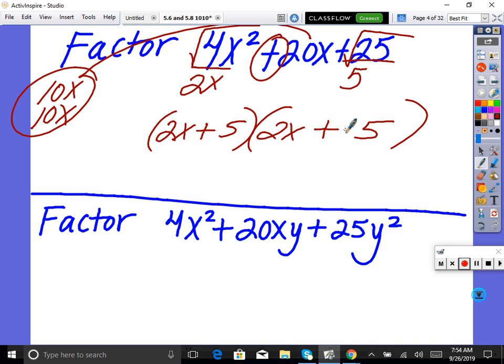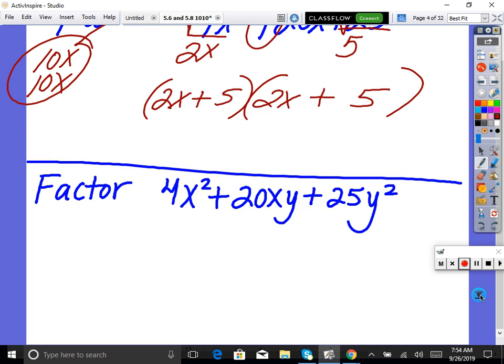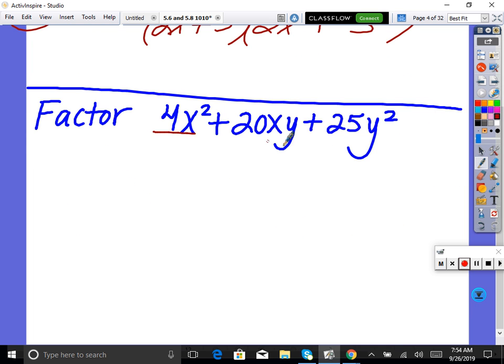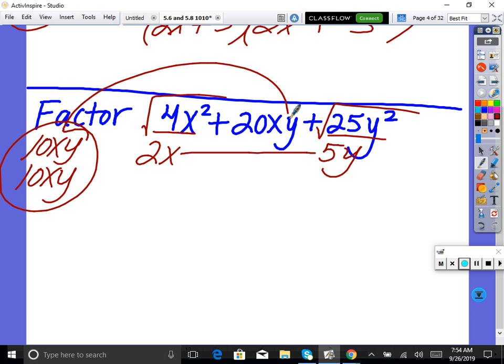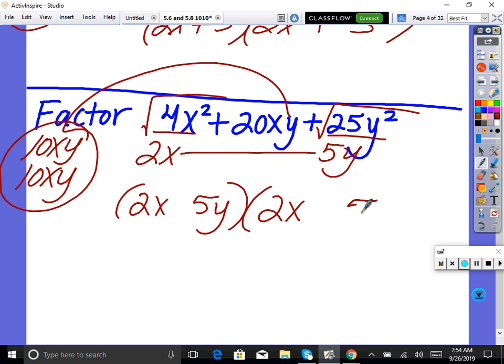Okay, so that same idea works on this example, notice. You'd say a perfect square, a perfect square. Square root, we get 2x. Square root, we get 5y. Check though. This times this is 10xy. So we should have two 10xy's adding up to be our middle term, and we do. So then this will factor to be 2x, 5y, 2x, 5y, and then it's positive 20, so plus, plus.